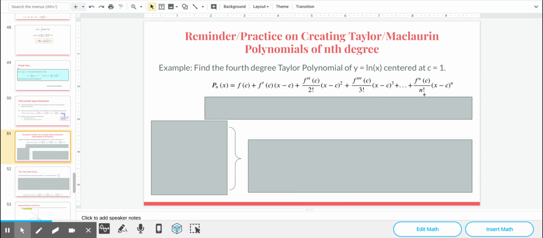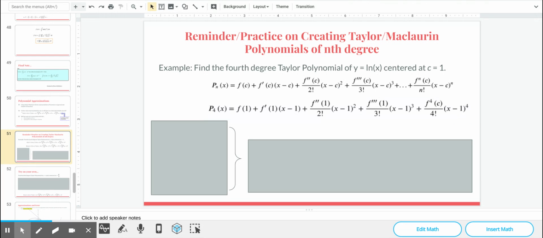The biggest piece to remember is this: f to the n of c divided by n factorial. That is the coefficient to this term, x minus c to the nth. That coefficient becomes very, very important. So remember this coefficient, f to the n of c divided by n factorial. Now let's replace that general form with our function that we're actually working with.